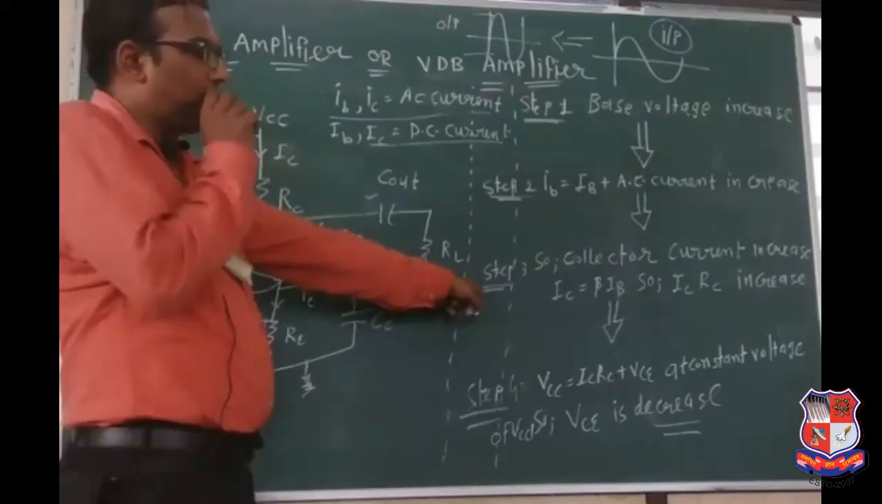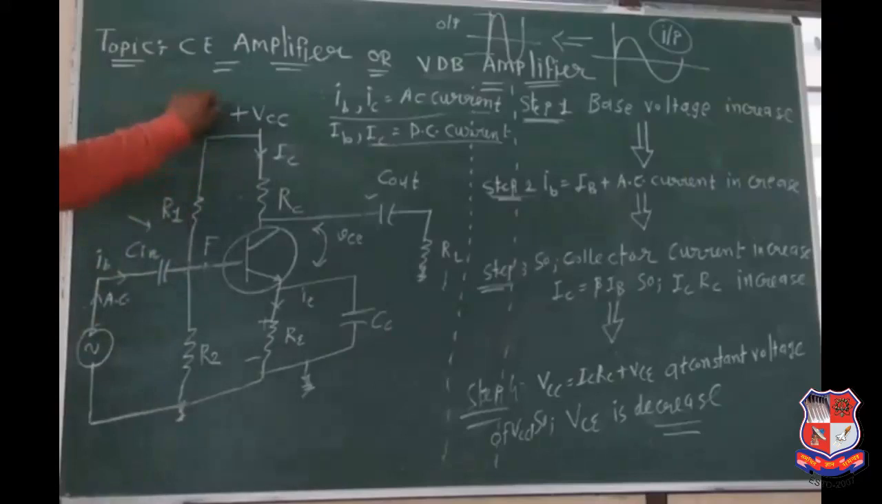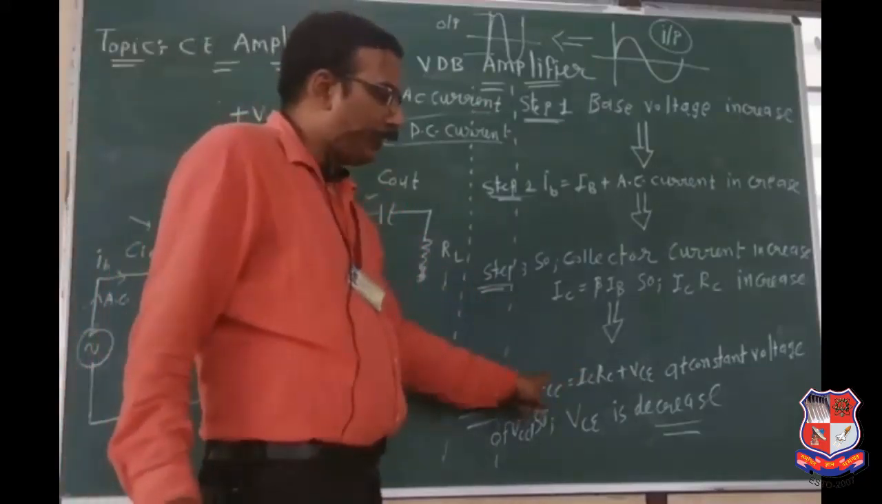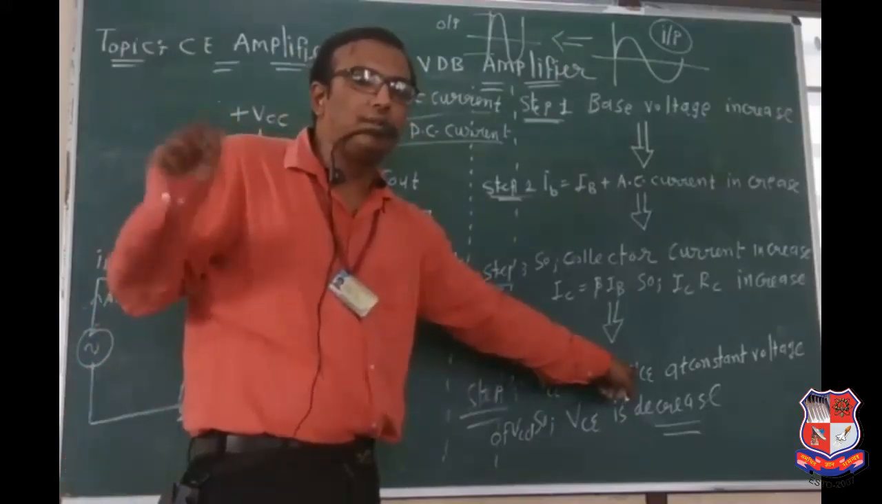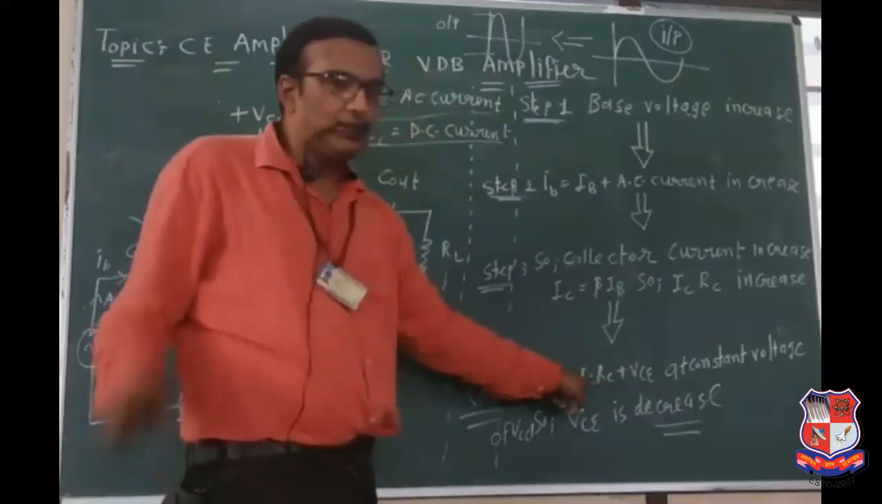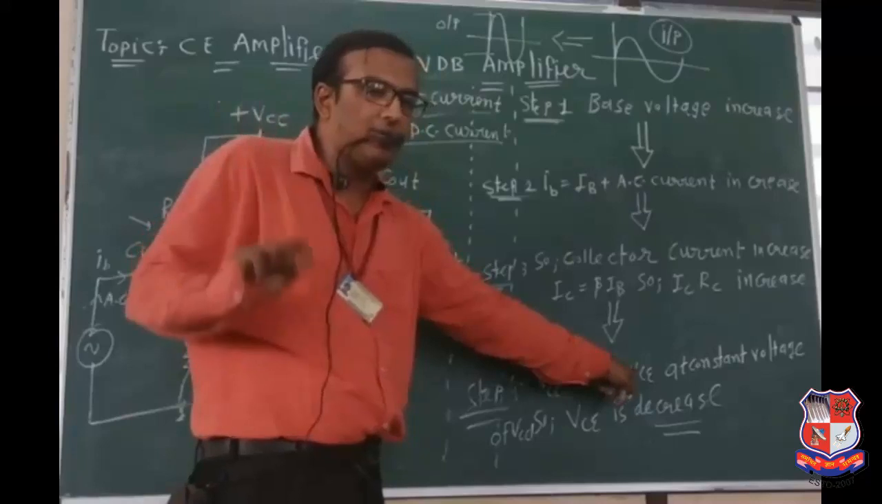So collector current increases. So ICRC is increased. But here we can see that VCC is constant. So VCC is constant, ICRC is increased. Assume that this is 20 volt. Here it is 12 volt. So here the voltage must be equal to 8. But if the voltage here is increased from 12 to 16, at that time VC is decreased from 8 to 4.